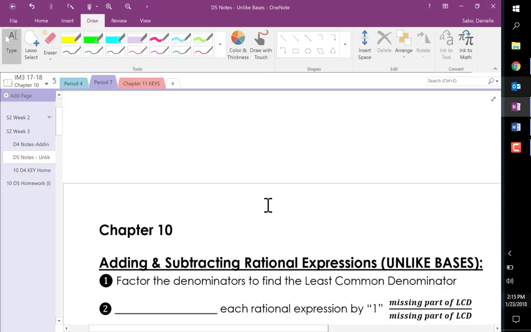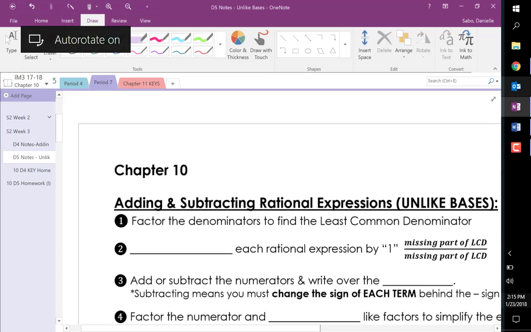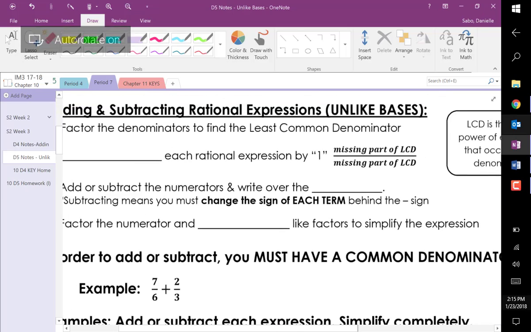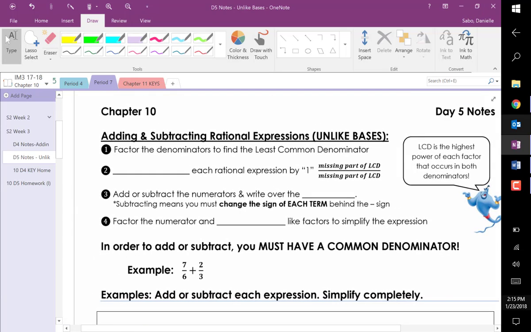There you go. Okay, when we are adding and subtracting rational expressions with unlike bases, remember, unlike bases are those denominators. So if you look at the example that's below here, these are called your denominators or your bases. One's a 6 and one's a 3. They're different. Yesterday they were the same. Today they're going to be different.